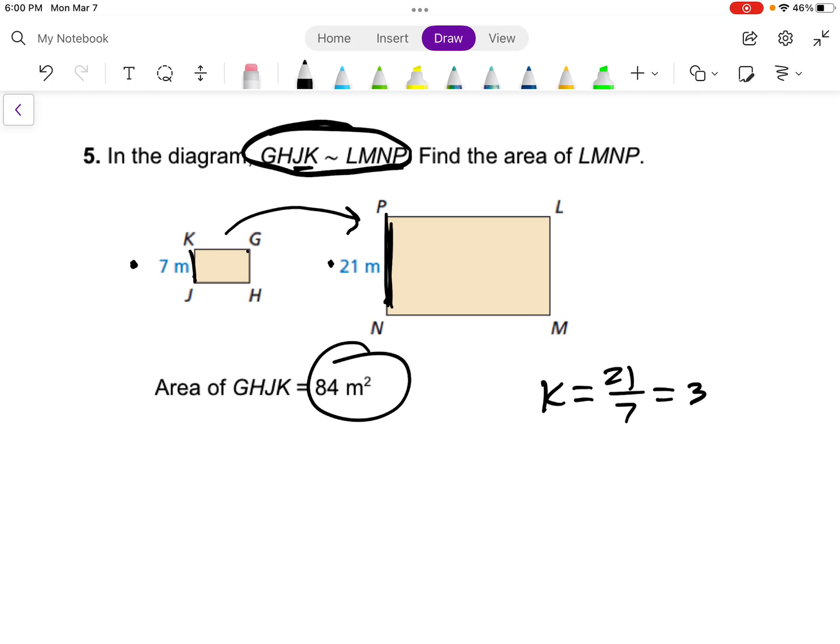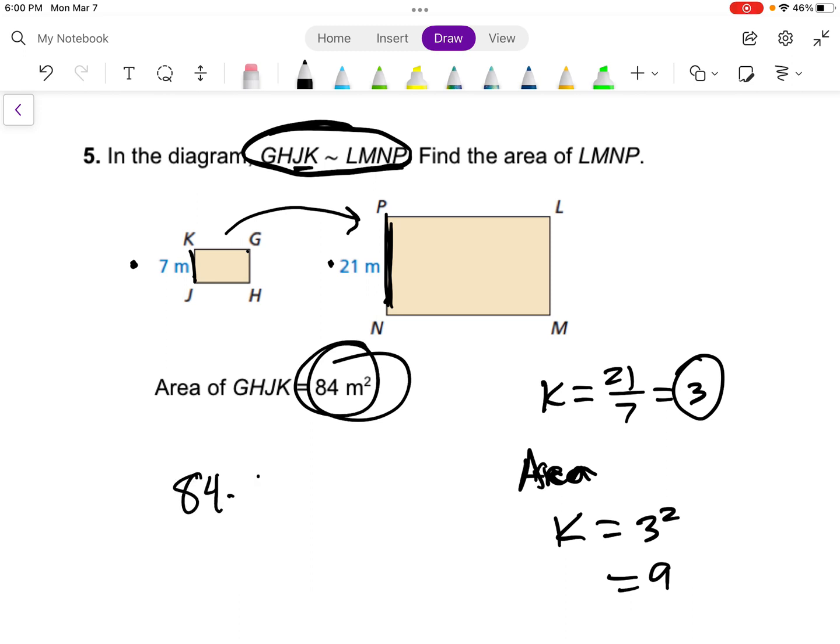Now this is a tricky part. For the area, I've got to take the scale factor and square it. So the scale factor for the area would be 3 squared, which comes out to be 9. So I know the area of the small one is 84, so I take the area of the small one and multiply it by my scale factor, which is 9. This is going to be dangerous, I'm going to try doing this in my head. 80 times 9 is 720, and then 4 times 9 is 36, and you add those together, is that 756? You can check that, but I think that's what it comes out to. So it comes out to be 756 square centimeters.